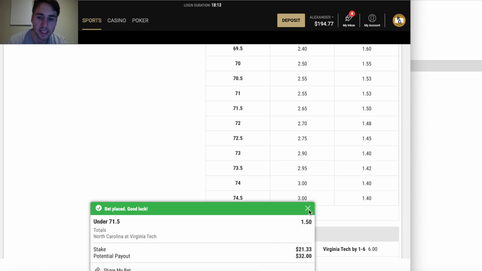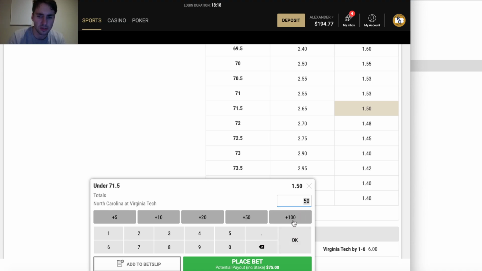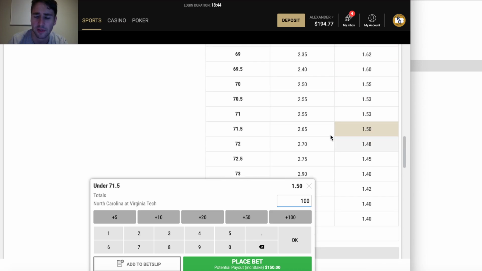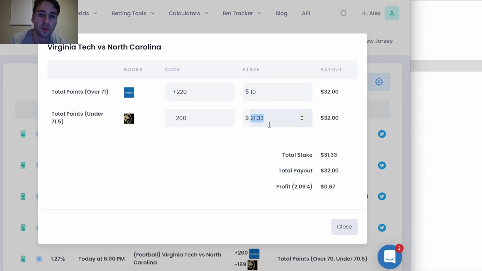So now my bet's placed. And you can see this as an example. If I were to put in $100, you see your potential payout is $150. That's minus 200 odds, right? You're betting 100 at minus 200 odds, so your total payout would be $150: your $100 stake plus $50 of profit. Again, this is just a little weird because for some reason my settings are in decimal format, but regardless, we've placed our middle bet.